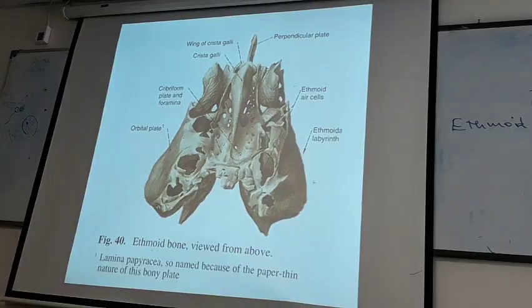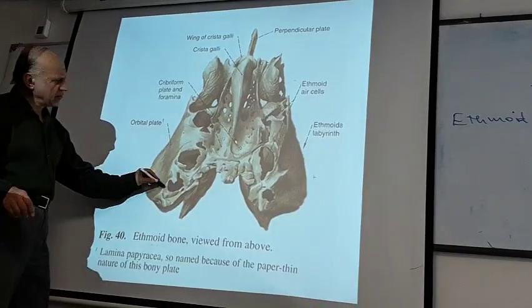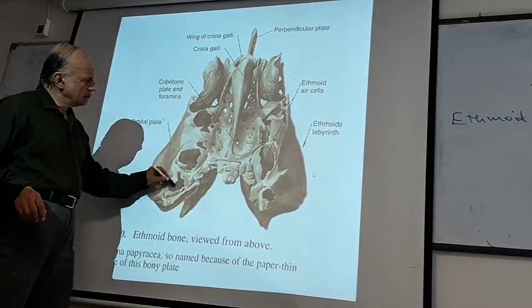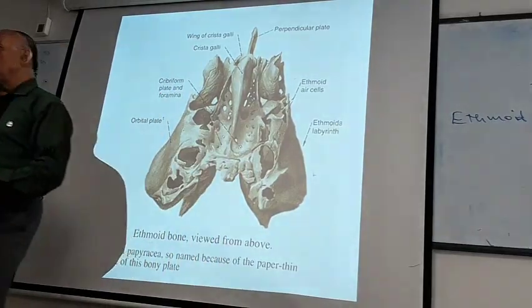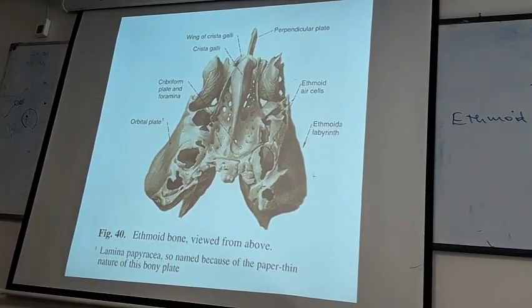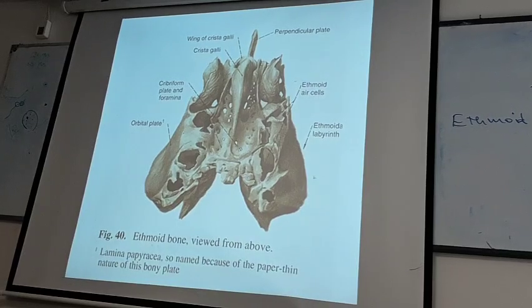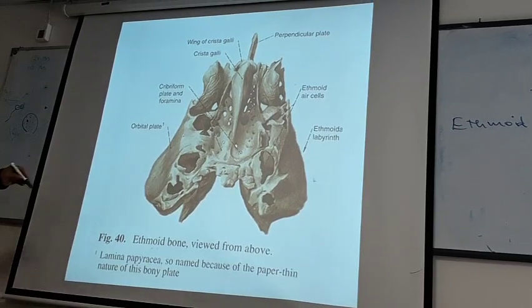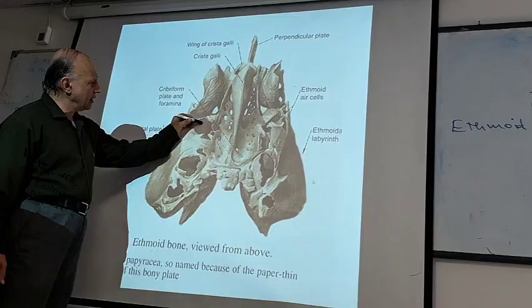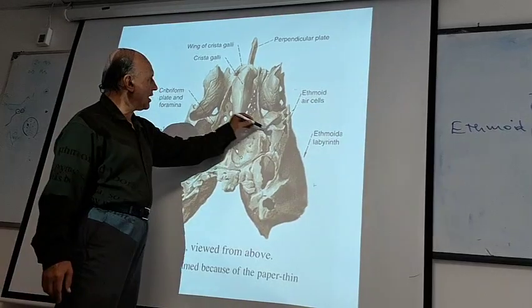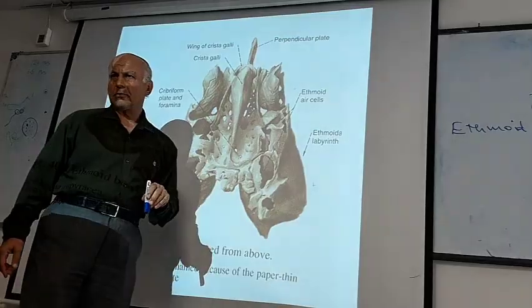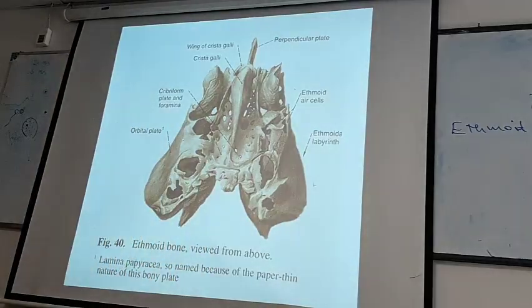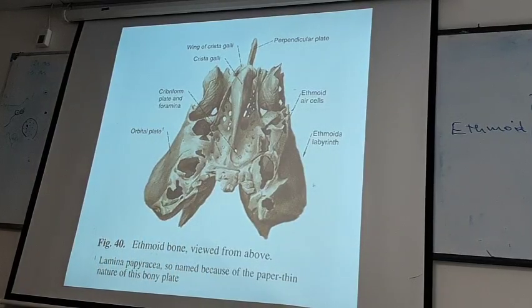This is lateral mass. In the lateral mass, we have the ethmoidal air cells. They are three groups: anterior ethmoidal air cells, middle ethmoidal air cells, and posterior ethmoidal air cells. These three groups open in the meatus of the nose.